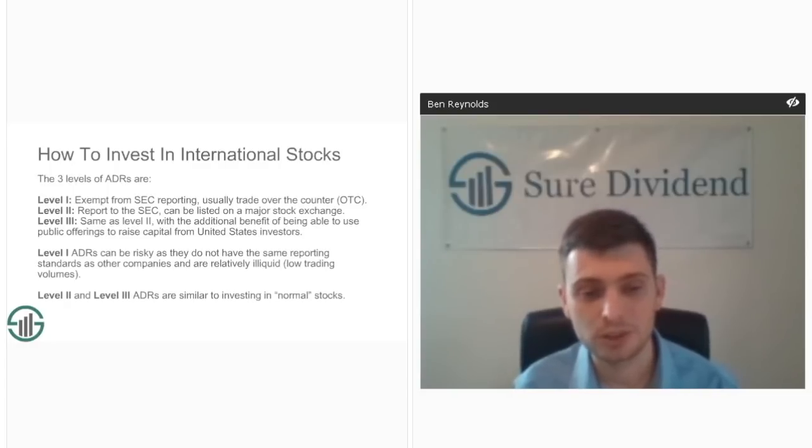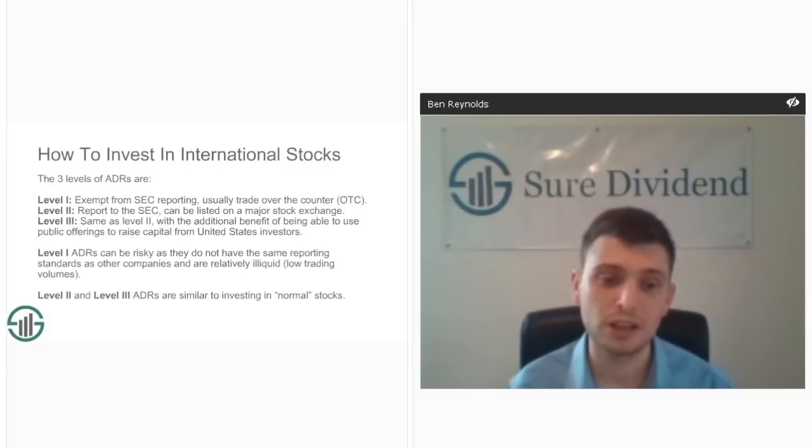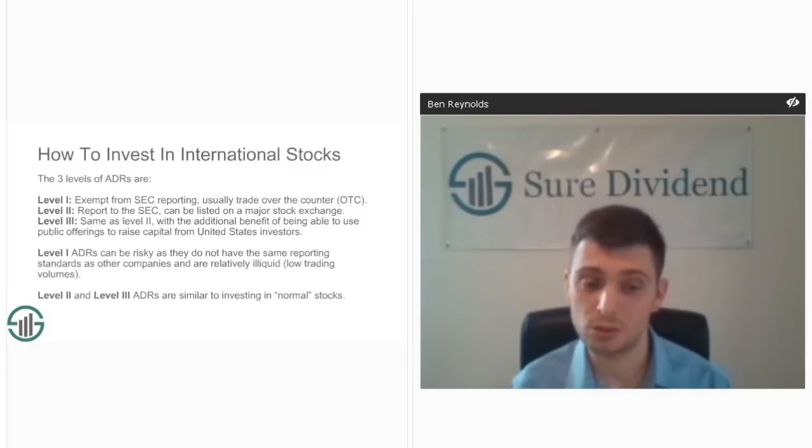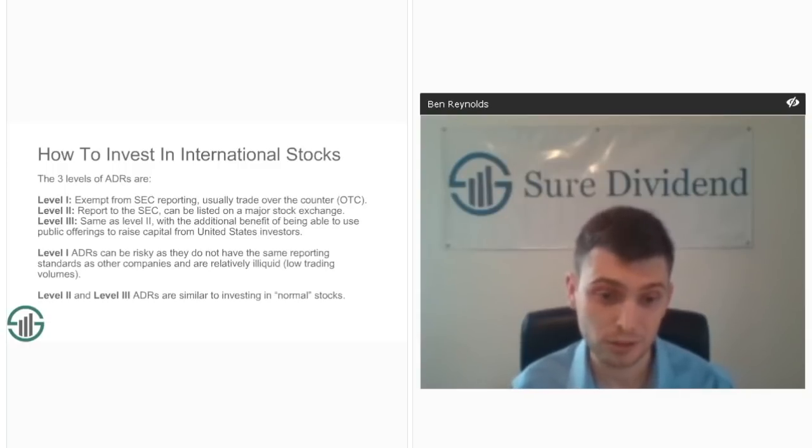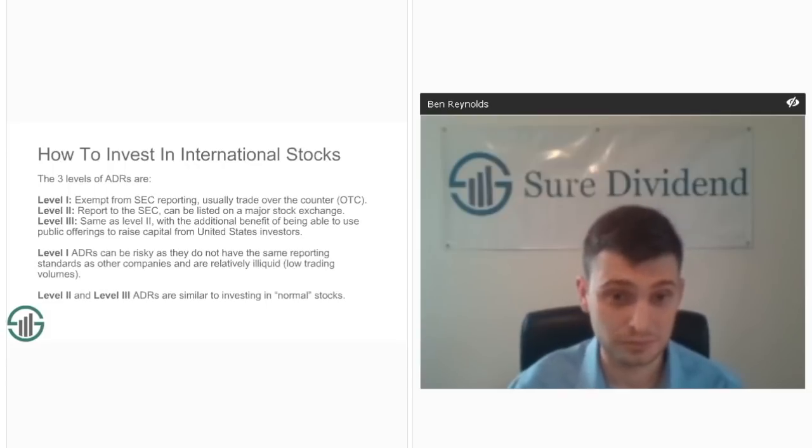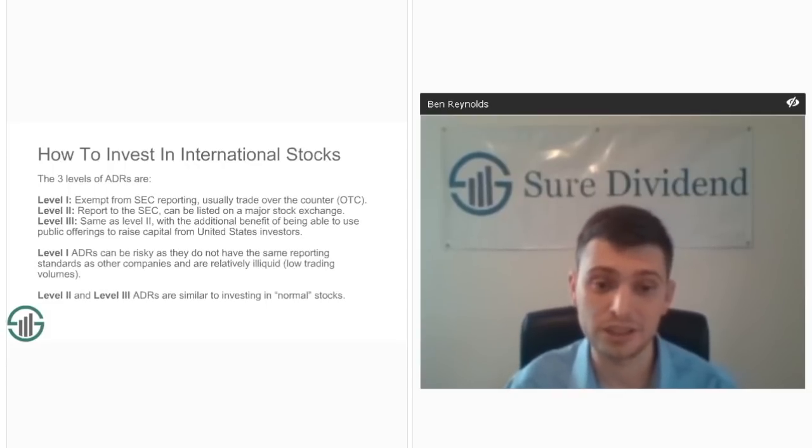There's really not a big functional difference between level 2 and level 3. Both are as safe as investing in a normal US stock, or nearly as safe. Level 1 is the exception there. They can be risky. They don't have the same reporting standards as other companies, and they can be illiquid with low trading volumes. So I guess the key takeaway here is level 2 and level 3 ADRs are similar to investing in normal stocks, whereas level 1 is likely much riskier.